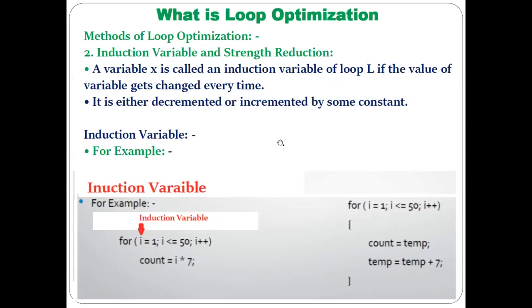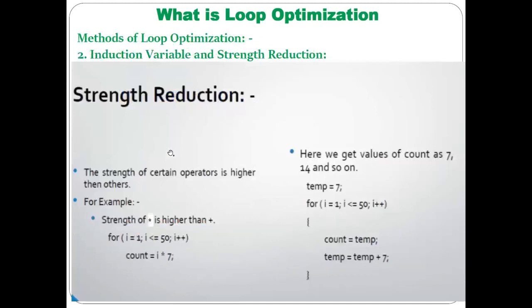The variable whose value gets changed every time, maybe in an incremented way or a decremented way, that variable is a part of the loop. Such a variable is called an induction variable. Okay. Now related to that, the technique we have is the strength reduction technique. What exactly is the strength reduction technique?